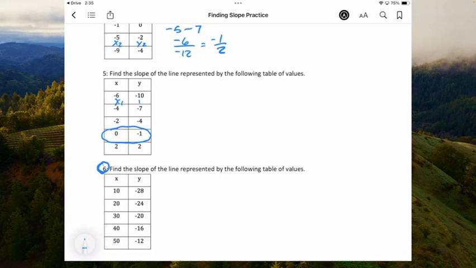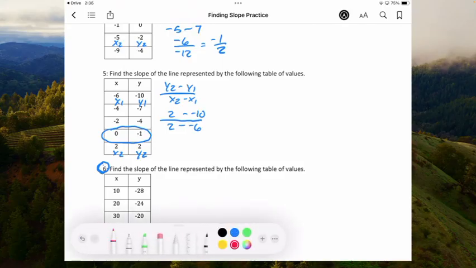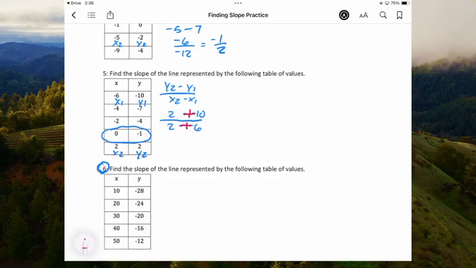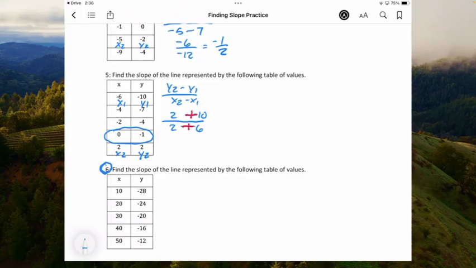Let's go x1, y1, x2, y2, y2 minus y1 over x2 minus x1. We get 2 minus -10 and 2 minus -6. Both of those negatives will become a positive. 2 plus 10 is 12, 2 plus 6 is 8. Those are both divisible by 4, leaving us with 3 over 2. Our y-intercept is -1, so our equation would look like y equals 3 over 2x minus 1.